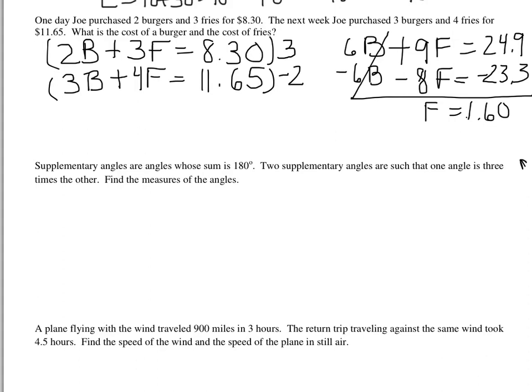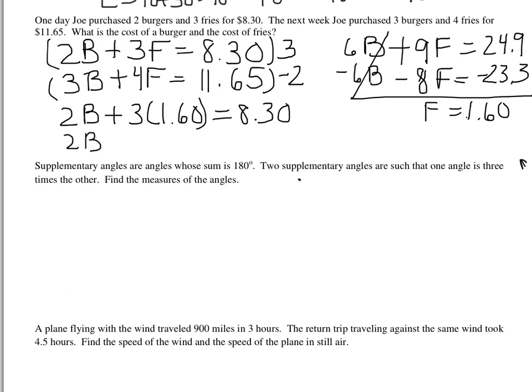Go to either one of the original two equations. The first one is 2 burgers plus 3 fries, but we now know that fries are $1.60, equals $8.30. So 3 times $1.60 is $4.80.